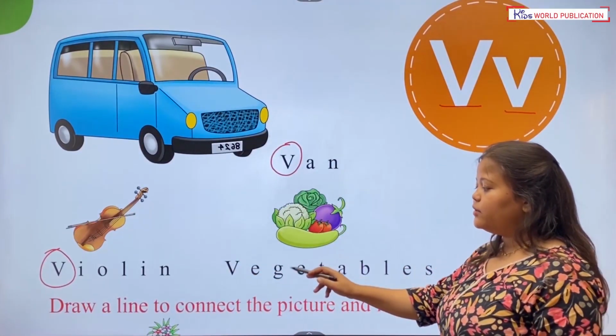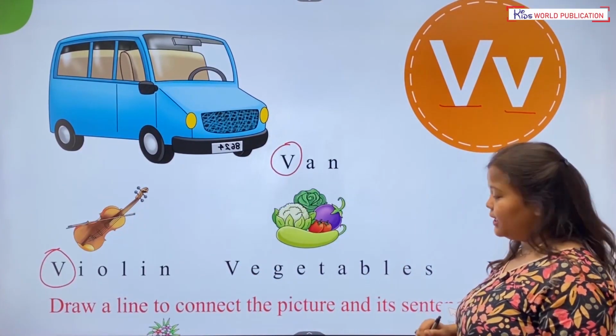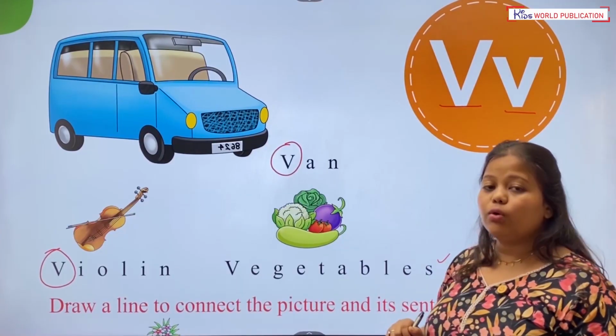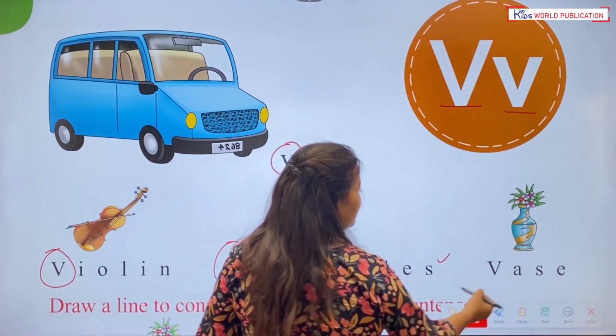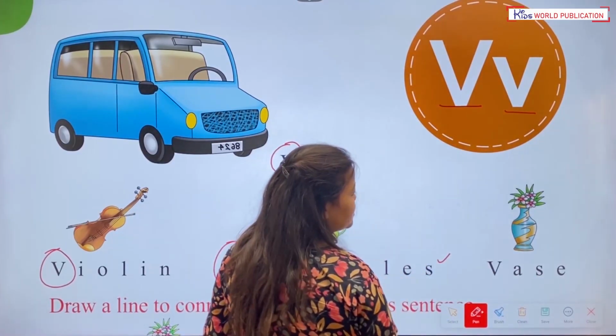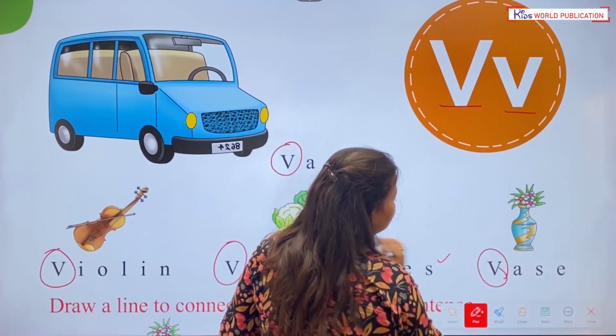Vegetable. V-E-G-E-T-A-B-L-E-S. Vegetables. So we'll circle around the letter V. Vase. V-A-S-E. Vase. So we'll circle around the letter V.